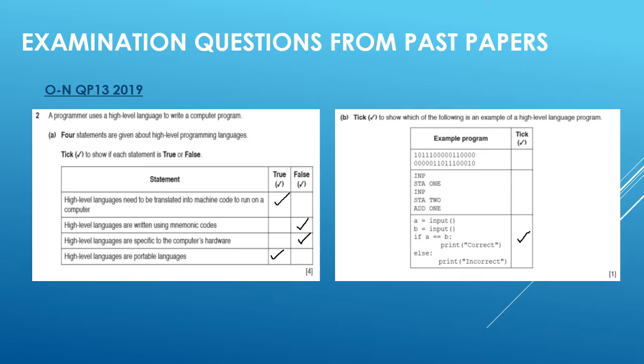Tick to show which of the following is an example of high-level language. Okay, the first one, the instructions are in the form of zeros and ones, so this is not a high-level language. The second one, where you can see STA INP, STA 2, ADD, these are the different opcodes, so this is not even the high-level language. The third one, although you have not studied the high-level languages in detail yet, but here we can easily understand that the words are very much like the English language, so this is the right option.